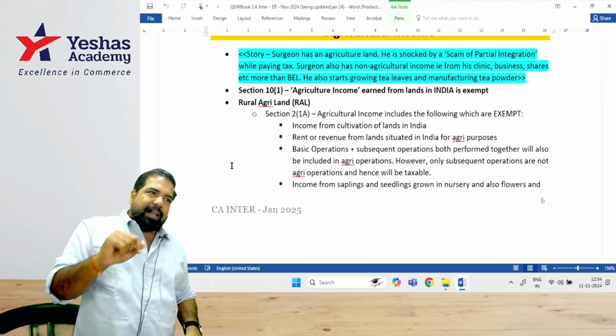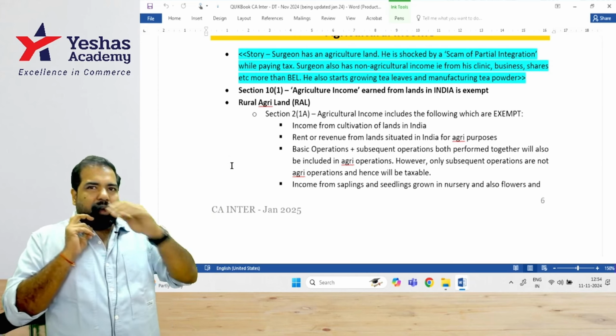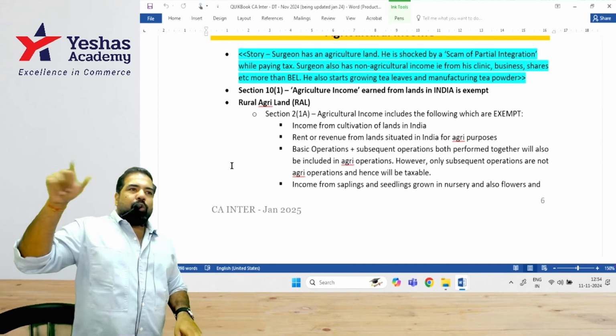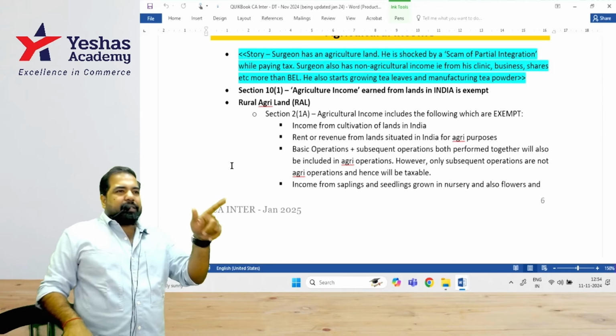Interest in your bank account, is it taxable? Yes. But if you have an NRE account, non-resident external account, which can only be opened by non-residents, and they put which currency in it? Foreign. And hence the interest is exempt under section 10.